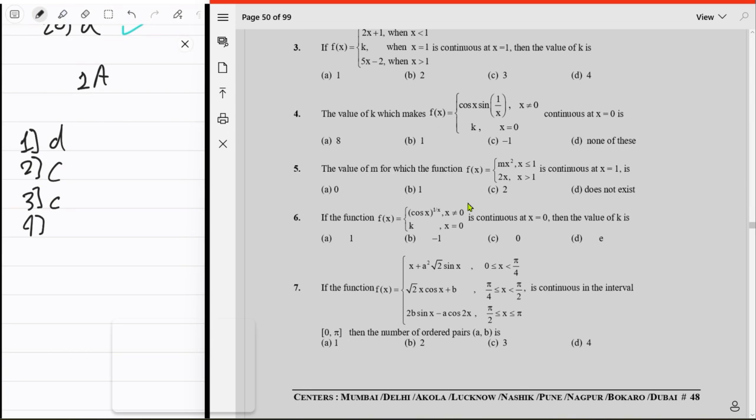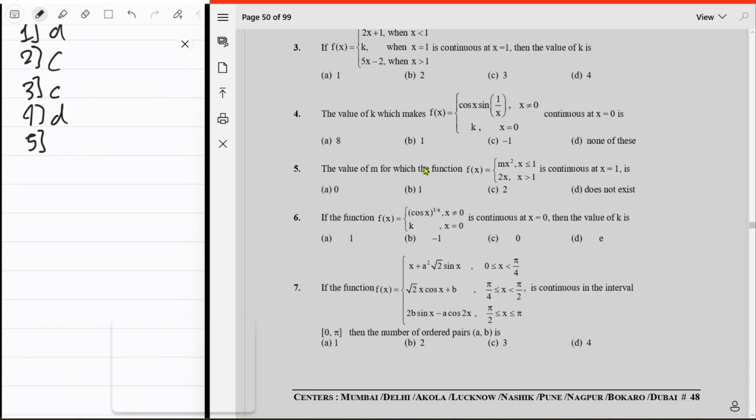Fourth: the value of k which makes f of x equal to this thing continuous at x equal to 0 is, so at x equal to 0 it's just k, and this thing is fine, so x equal to 0, this thing, oh wait, there's no value that this could be, because sine of 1 upon x is oscillating wildly, and cosine x is 1, right, at x equal to 0, which means it's going to oscillate so much that it doesn't have a single value that it goes to, right? There's no limit for this thing, which means there's no such value. Okay, it can never be continuous.